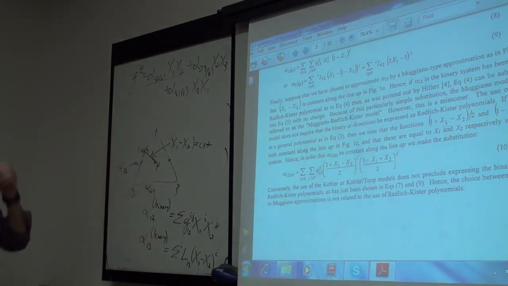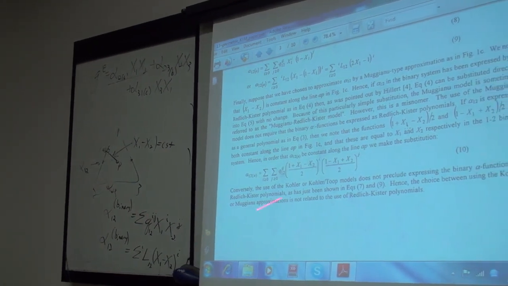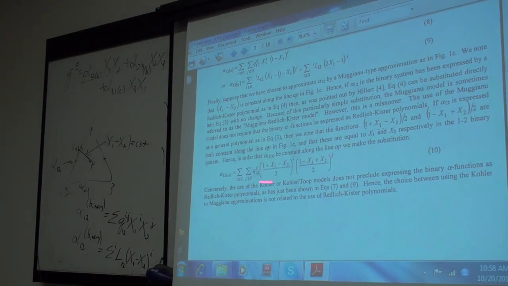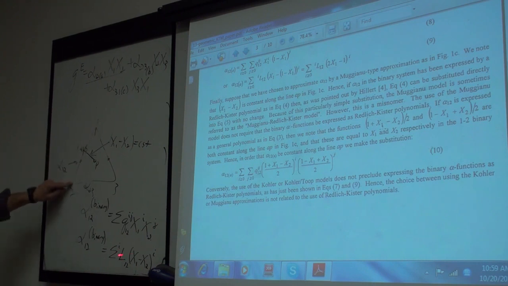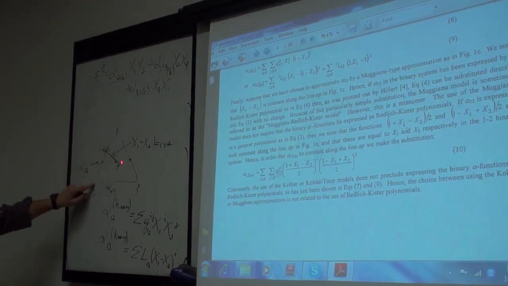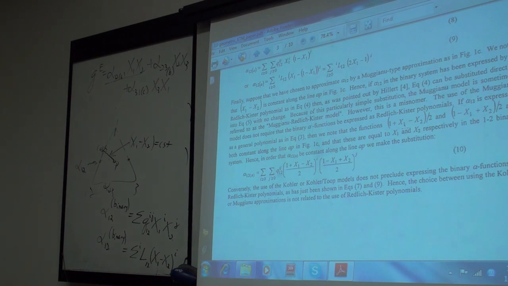So it doesn't matter. Therefore, the use of the Muggianu model does not require that the binary alpha functions be expressed as Redlich-Kister polynomials. If alpha 1-2 is expressed as a general polynomial, then you just do it this way, and they're still constant. Conversely, the use of the Kohler or Toop models does not preclude expressing the binary functions as Redlich-Kister polynomials. I can use Kohler and Toop, and I can express these as Redlich-Kister. Just because these are expressed by Redlich-Kister doesn't mean I have to use the Muggianu model. I can still use the Toop. The two have nothing to do with each other.